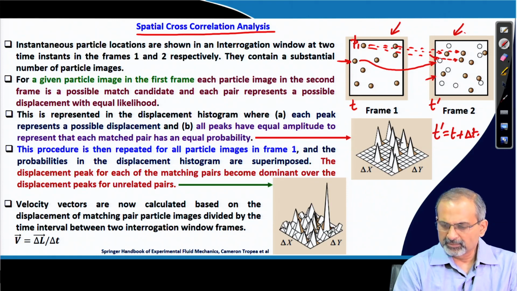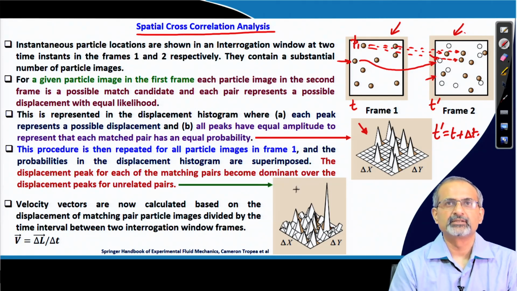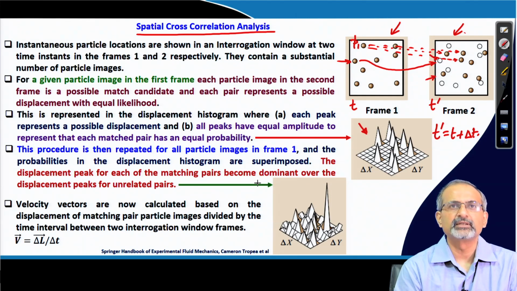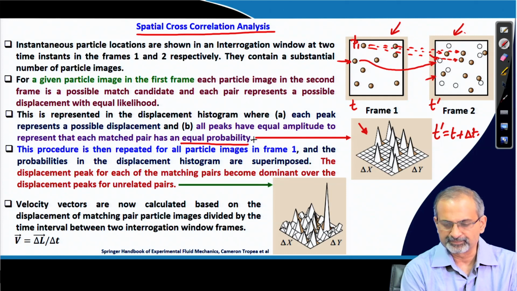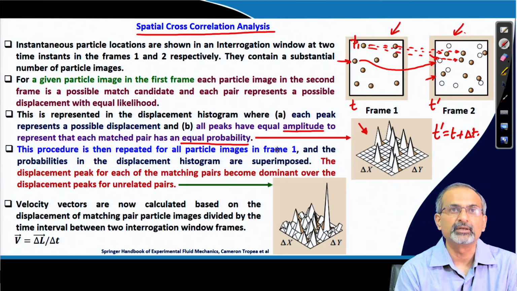Now, this possibility is represented here with a frequency histogram or displacement histogram, where each peak represents a possible displacement, and all peaks have equal amplitude to represent that each match pair has an equal probability. Therefore, the amplitude information is connected with the probability.